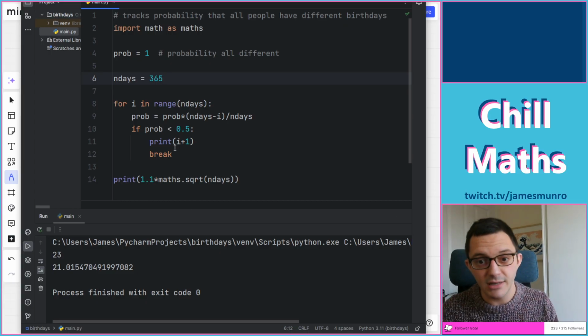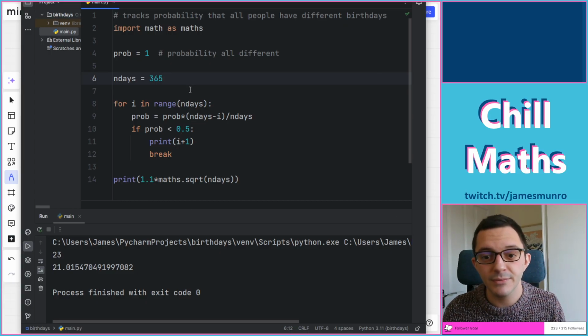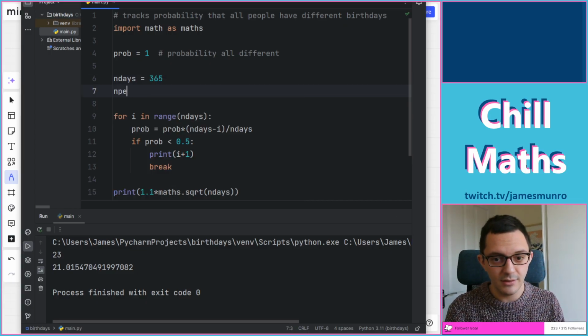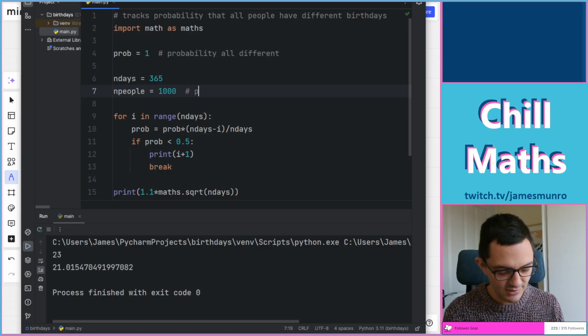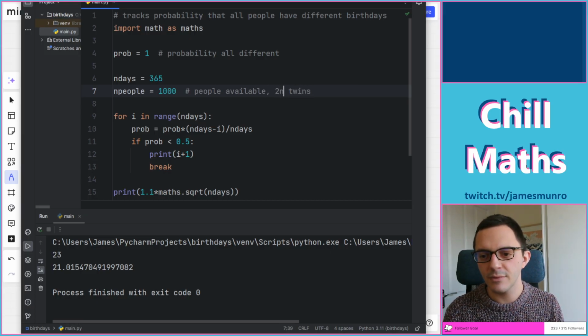This does involve slightly messing up the code that we've already got. So we're going to put a number in here. I'm going to go for 1000, I think. And I'm going to write myself a note to say that this is people available, 2n, all twins or something. There we go. That's good.